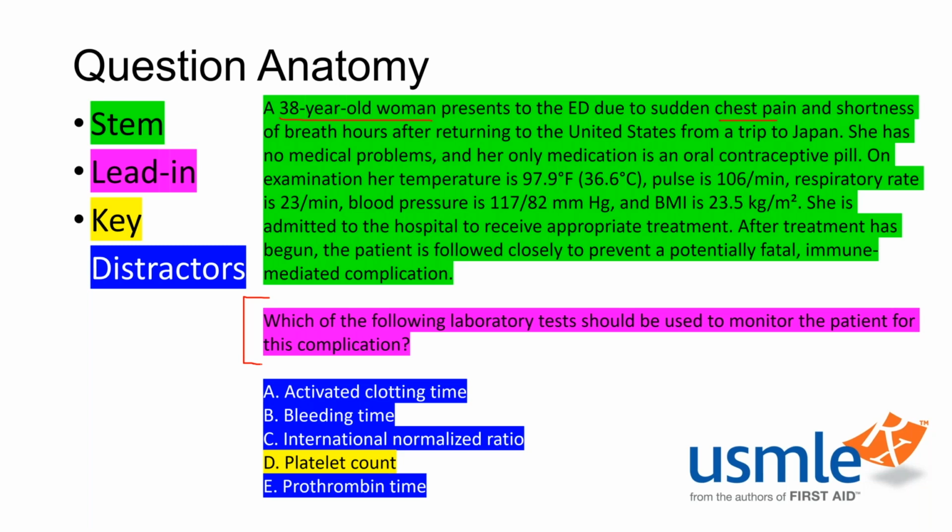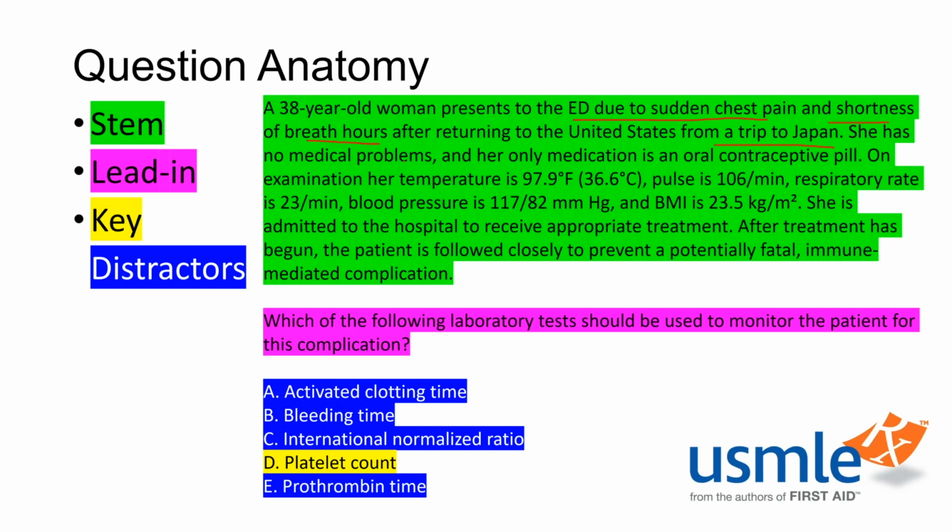After that, you have again your answer choices. Once again, the key is the correct answer, which again here is platelet count, and our distractors are our wrong answers. So just to walk through this question one more time, we'll go from the top. Here we can see in our STEM that we have a patient presenting with signs and symptoms of a pulmonary embolism. She's presenting after a long plane flight with chest pain and shortness of breath. So that should key us in on pulmonary embolism.